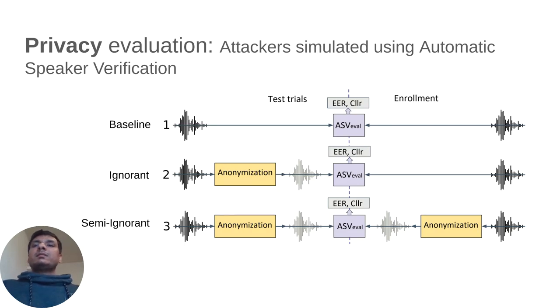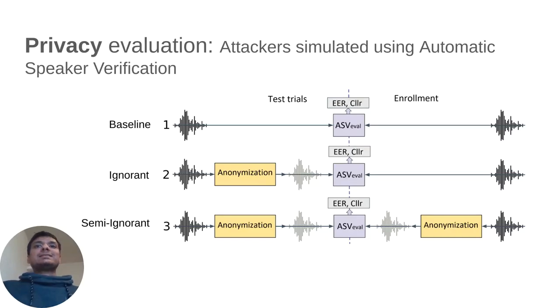When the enrollment data and the test data both are original, then we obtain the baseline equal error rate, and this is what is desired by the attacker, because this is the equal error rate for least privacy protection. Second row indicates the ignorant attacker, which has no knowledge about the anonymization and uses only the original data to conduct the trials over anonymized data.